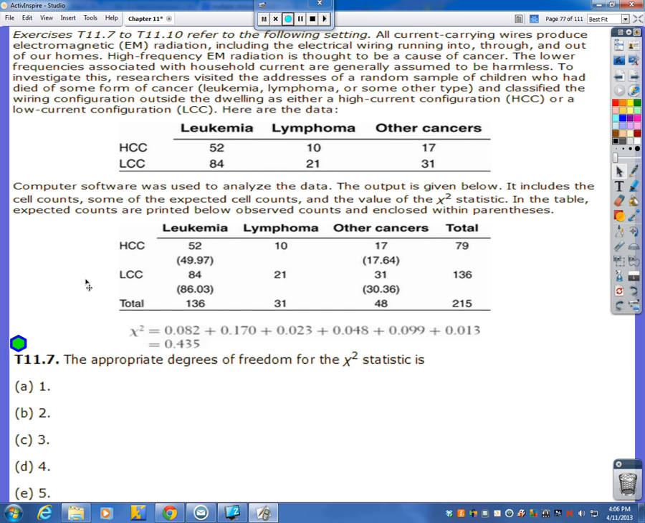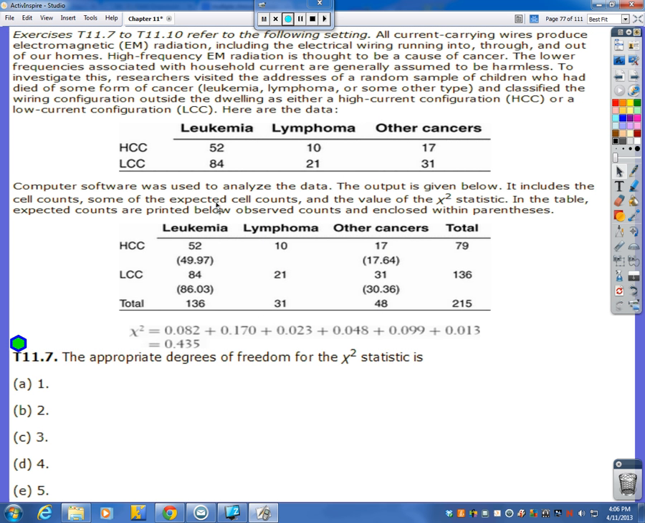Here are the data. Computer software was used to analyze the data. The output is given below. It includes the cell counts, some of the expected cell counts, and the value of the chi-square statistic. In the table, expected counts are printed below observed counts and are enclosed within parentheses. So for example, that's an expected, that's an expected, that's an expected, that's an expected. So they didn't give us these two here, which will probably show up in the next few problems, which is why they left them blank.